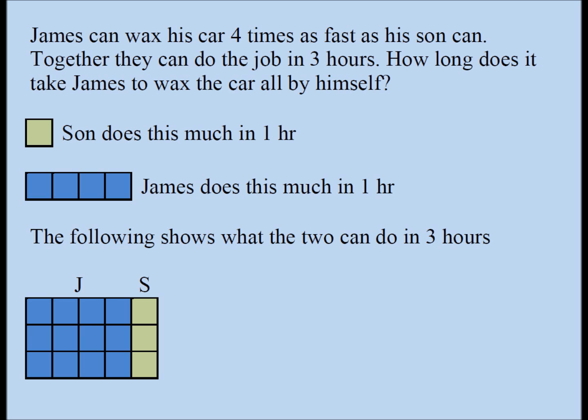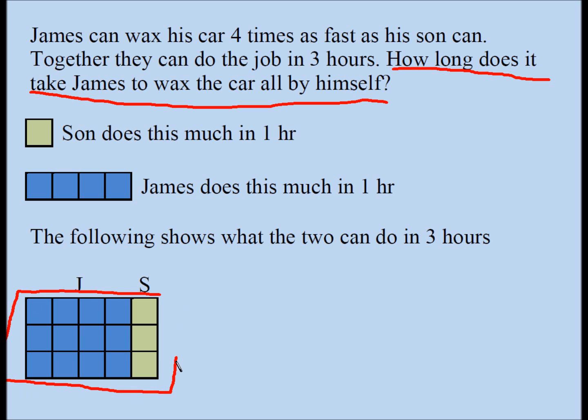So, if now the question wants to know how long does it take James to wax the car all by himself. Now note, James is doing the entire thing all by himself. If it takes James 1 hour to do 4 squares, it must take him a quarter of an hour to do 1 square. That's an important key concept that you want to keep straight. If it takes James 1 hour to do 4 squares, he will take a quarter of an hour to do 1 square.